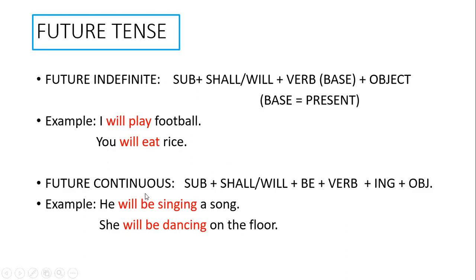Now come to the point future continuous. In future continuous, we have to use this structure: subject plus shall or will plus be plus main verb plus ing plus object. For example, he will be singing a song. She will be dancing on the floor.